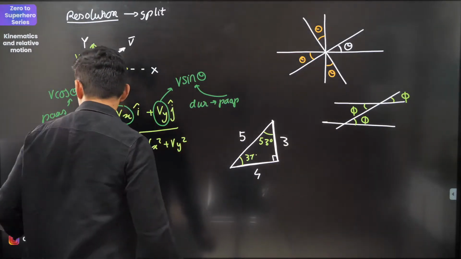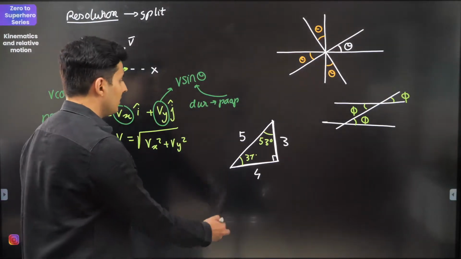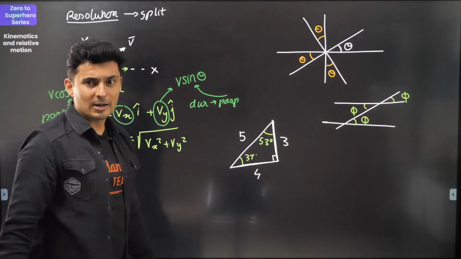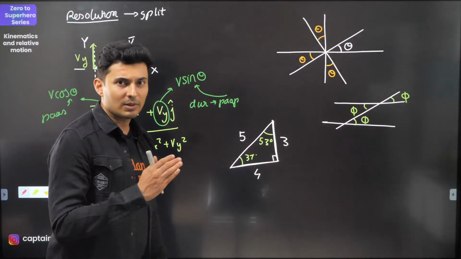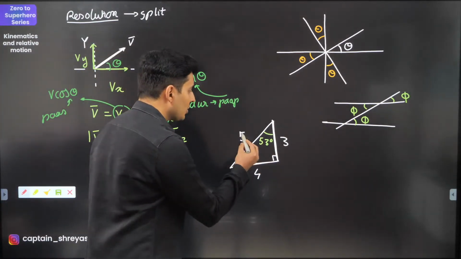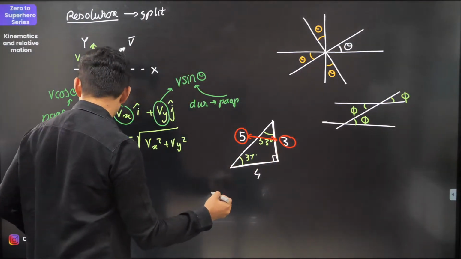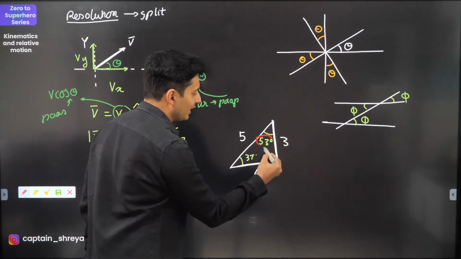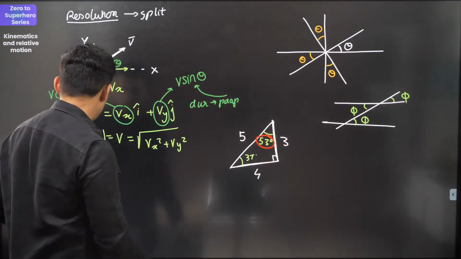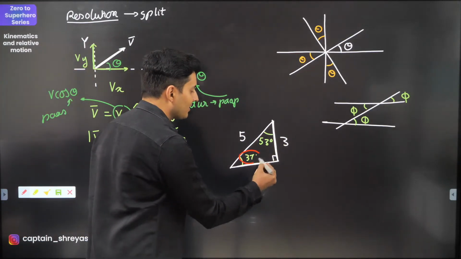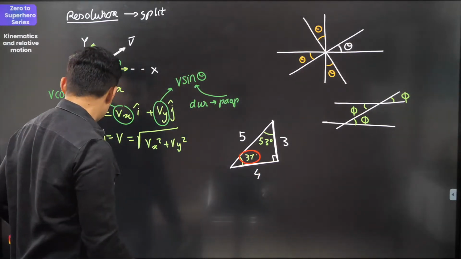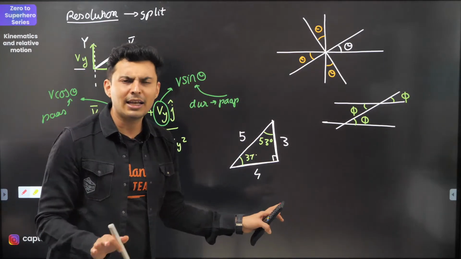Look at this. This is a 3, 4, 5 Pythagorean triplet. Everybody knows this, right? 3 square plus 4 square is 5 square. So if this is 5, this is 3, combine them together, this is the angle between them. Look at that. 5 and 3, 53 degrees. So what is the complementary of 53? It is 37. So once you draw this triangle, it becomes easy to find anything.